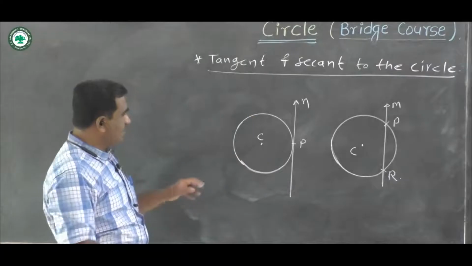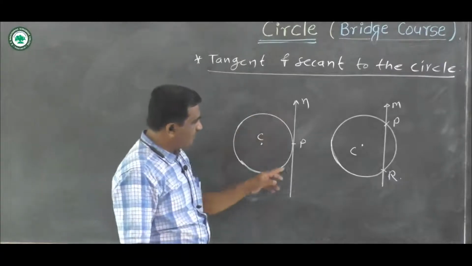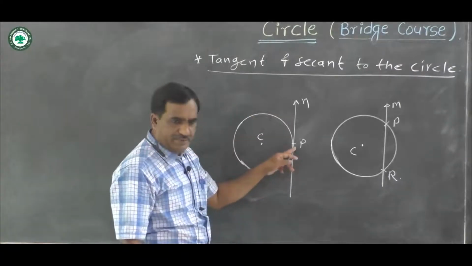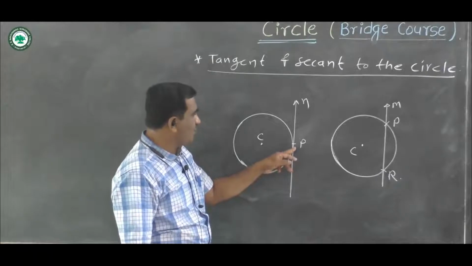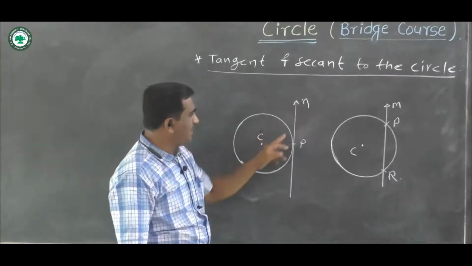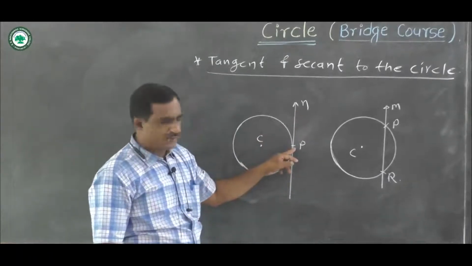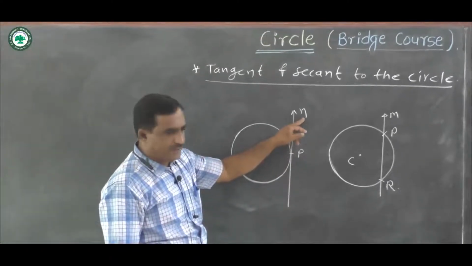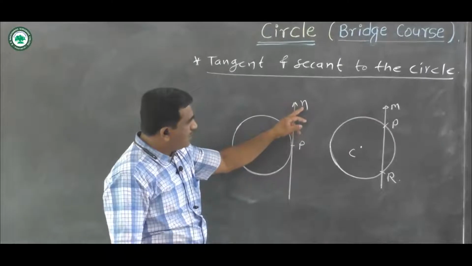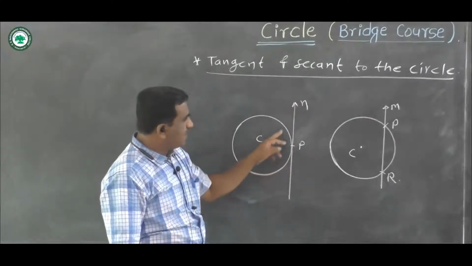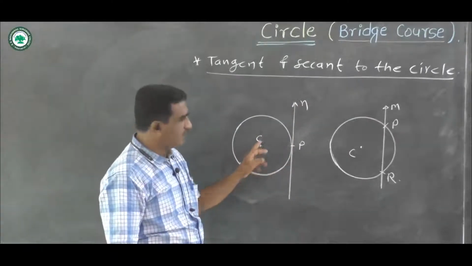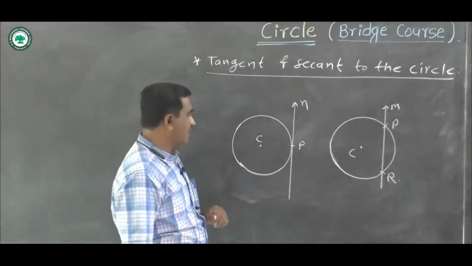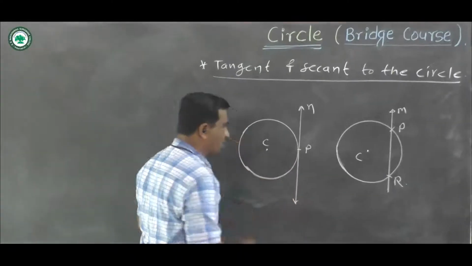Now in the first figure, we can draw a line which touches the circle at point P. That is, there is a point of contact of the circle and line N, which is point P. This point P is common to the circle and line N. Therefore, this line N is called a tangent to the circle.